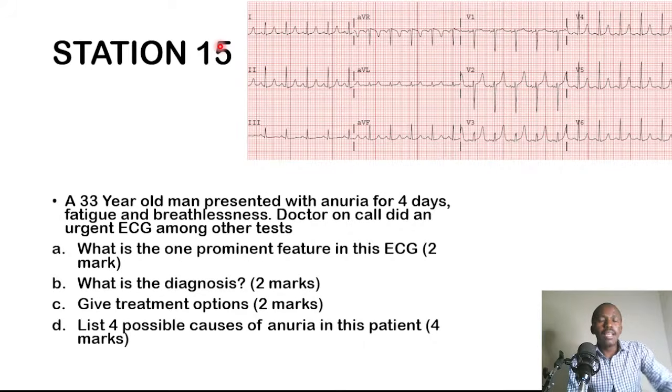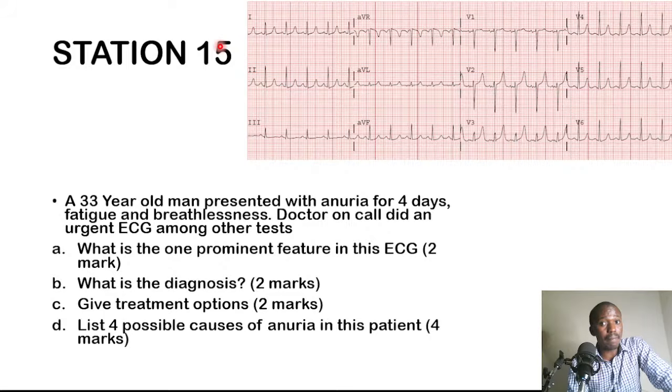Anuria, 4 days. They have fatigue, they have breathlessness, and the doctor on call did an urgent ECG, among other tests. So what is the one prominent feature that you see in the ECG? What is the diagnosis? Give treatment options. List 4 possible causes of anuria in this patient. And of course, if you've noticed, there are some stations here that are not in the Bazooka, that are not on my channel, and you're seeing them for the very first time.